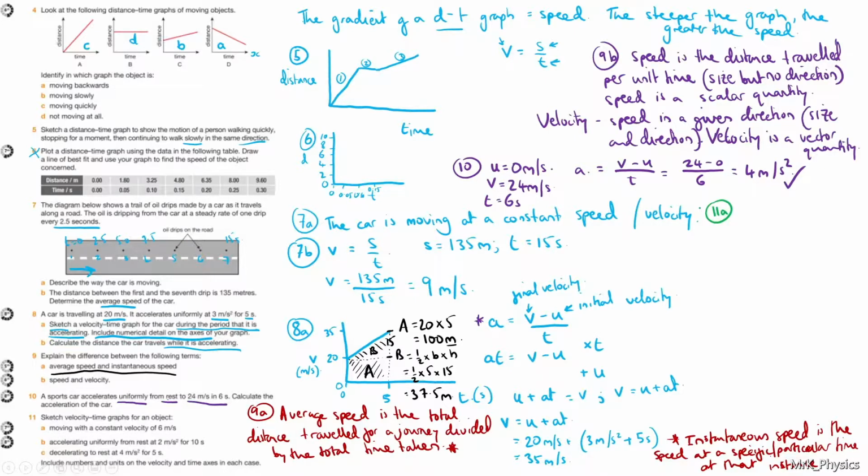Moving with a constant velocity, so this is a velocity time graph. Be careful with your wording there. Don't end up doing a distance time graph, it says velocity. Constant velocity of 6 meters per second. I'm going to sketch the graph, I'll put some numbers in as well. That's essentially going to be our 6 meters per second. There we go, straight line.